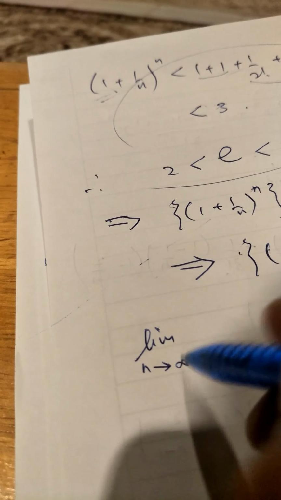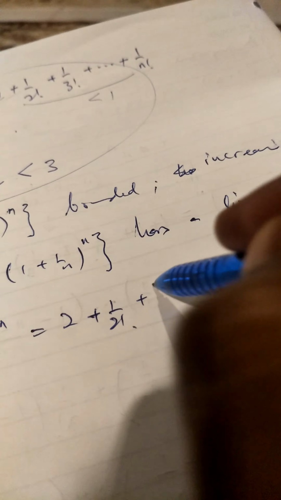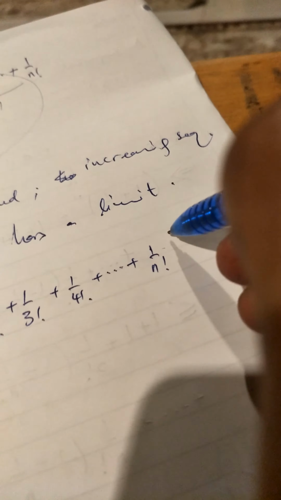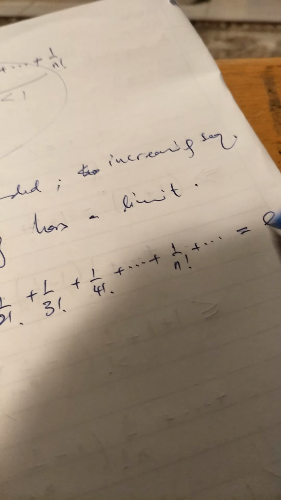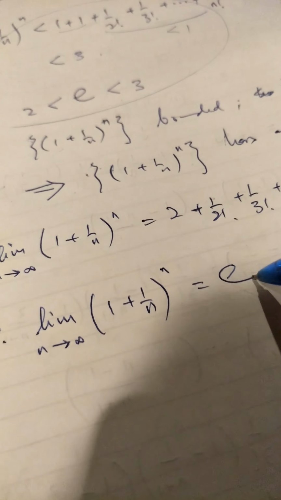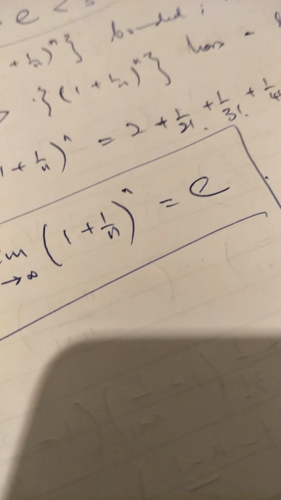If you take the limit as n goes to infinity of (1 + 1/n)^n, what we have is basically 2 plus 1 over 2 factorial plus 1 over 3 factorial plus 1 over 4 factorial plus 1 over n factorial, and so on and so on. And this is basically the definition of e. So what I want to show here is that the limit as n goes to infinity of this sequence (1 + 1/n)^n is actually e. Okay, remember this. The limit of (1 + 1/n)^n is equal to e.